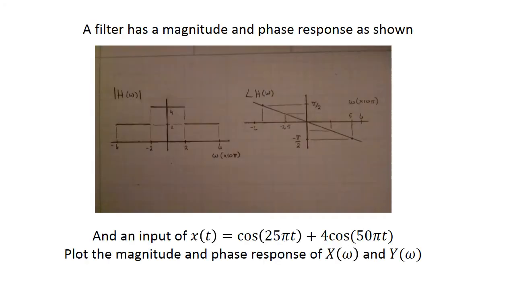The question we're given is, a filter has a magnitude and phase response as shown in the graph, and an input of x(t) = cos(25πt) + 4cos(50πt). Plot the magnitude and phase response of x and y.